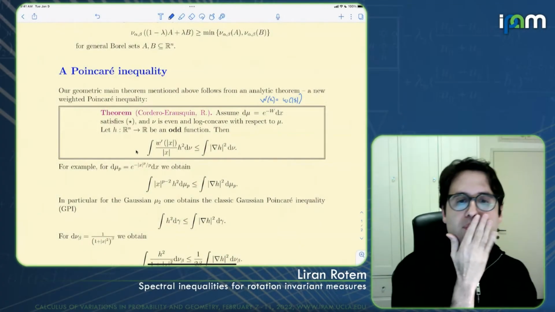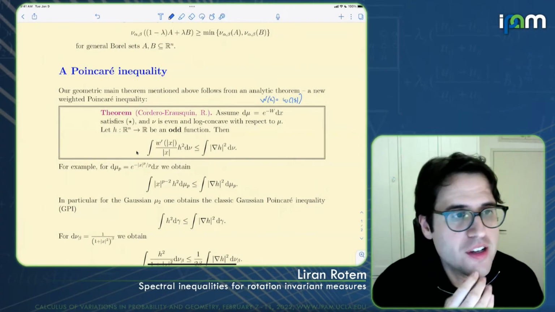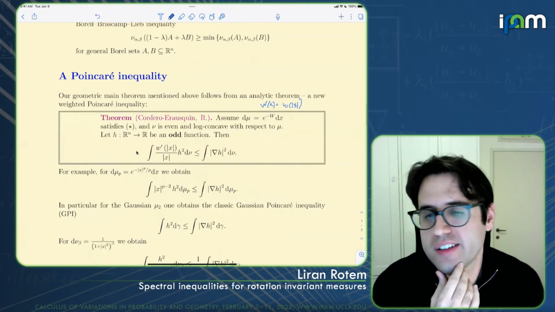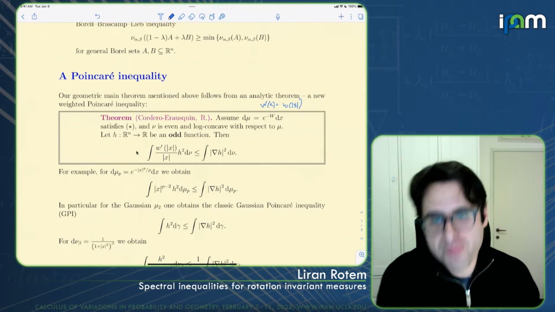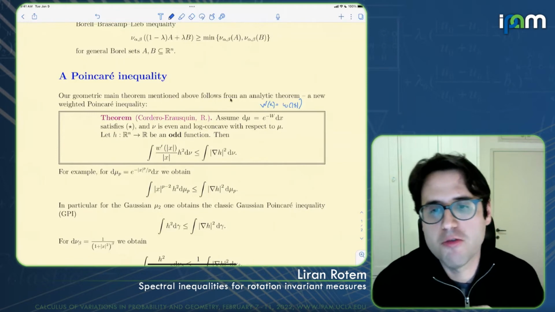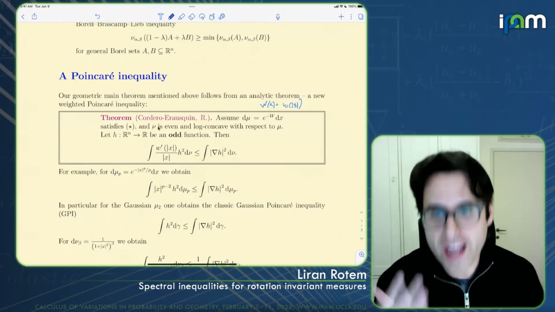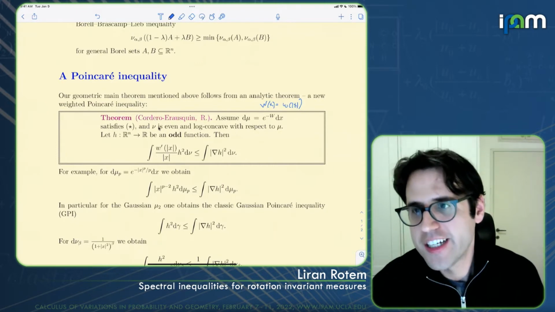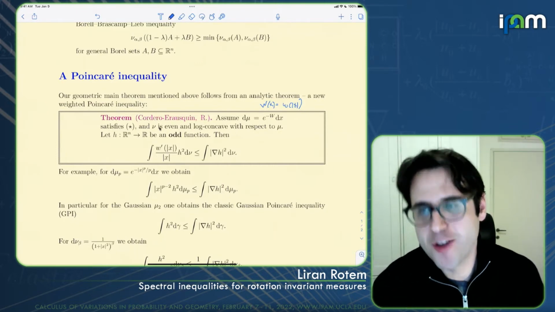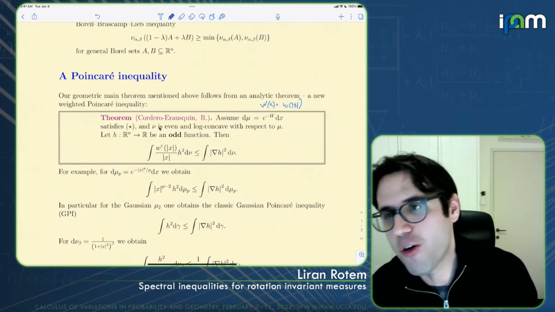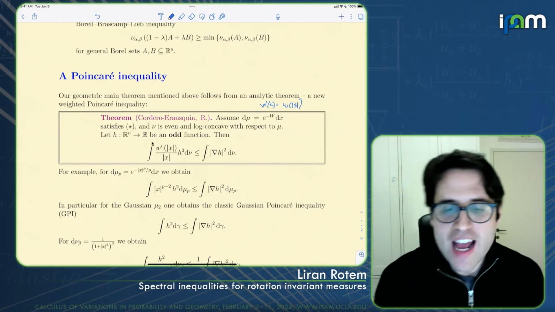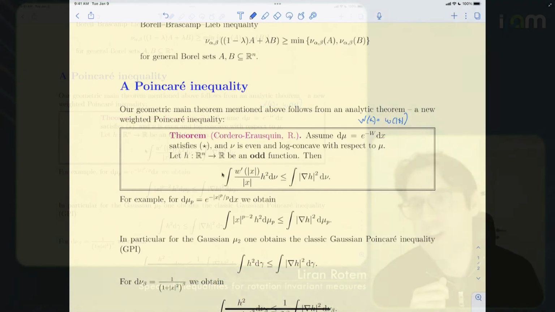But let me go back. So we took our measure mu, and now we take a measure mu, which is log-concave with respect to mu. So its density is the density of mu times another log-concave function. And then we can prove this Poincaré inequality.